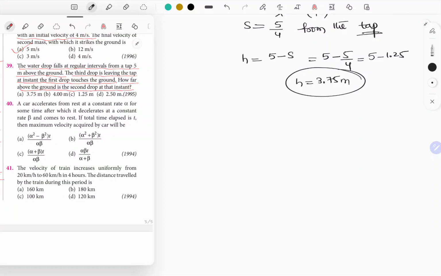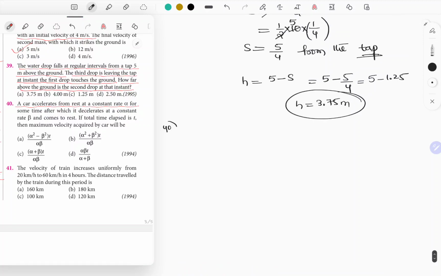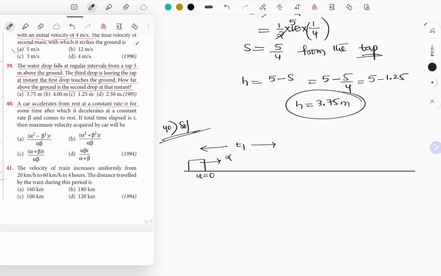Question number 40. A car accelerates from rest at a constant rate of alpha. Solution: they're given like this. Assume a car accelerates at a constant rate of alpha from rest. That means initial velocity is equal to zero for some time, after which it decelerates. So let's say for t1 time it will accelerate. After that it will decelerate with beta.